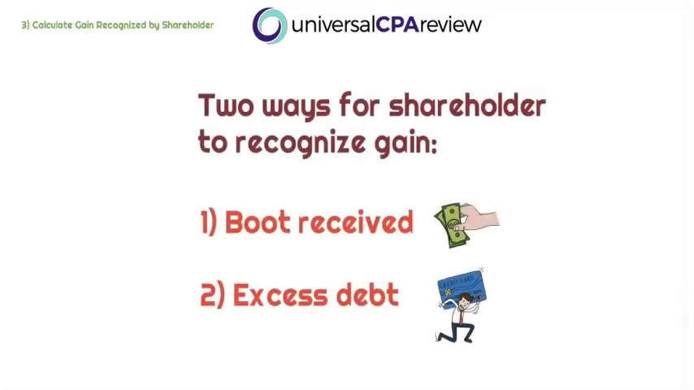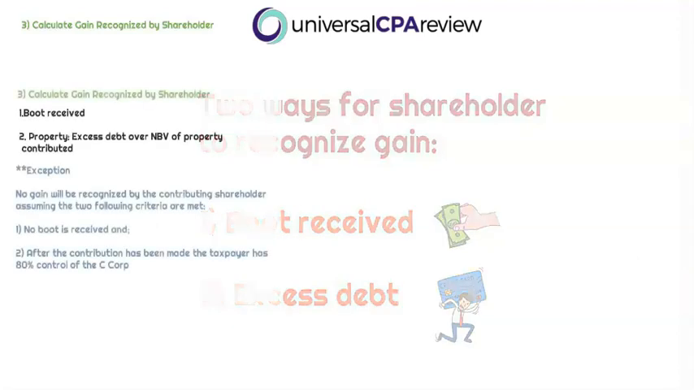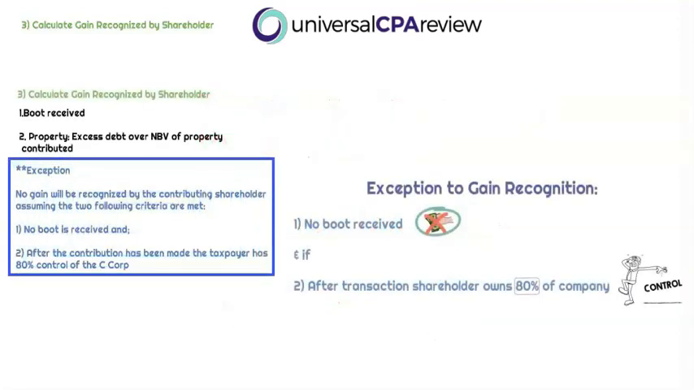For your exam, what you need to know is that there are 2 ways for the shareholder to recognize a gain. And that is if they receive boot or if they contribute property that has a debt amount that exceeds the net book value of that property. So for simplicity, the 2 ways are boot received or excess debt. And something else that is sneaky related to this exam, and this is very annoying, is that there is an exception to this rule. There is a scenario where the shareholder would not need to recognize gain, right?